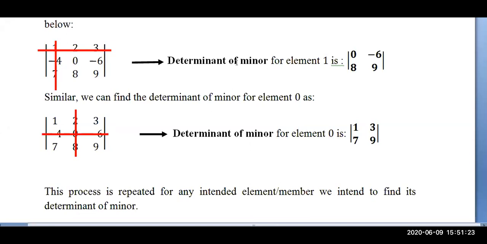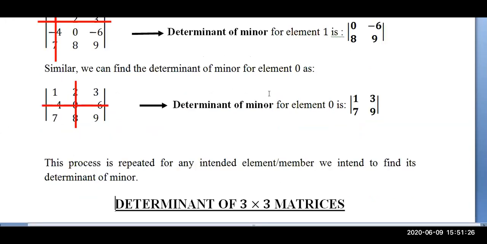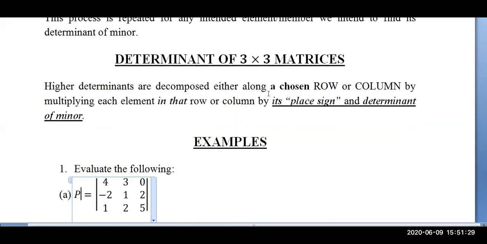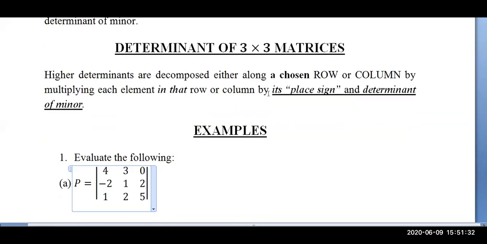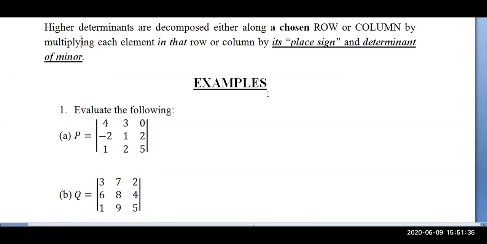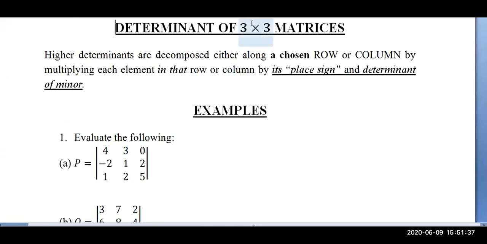But you're going to apply this now in solving a 3 by 3 determinant, and that is what we are looking at, determinant of 3 by 3 matrices. All right, so how do we calculate a 3 by 3 determinant? How do we do that? We simply decompose along the row or along the column of the matrix by picking out a member and multiplying it by the place sign and its minor determinant. And this is applicable to 3 by 3, 4 by 4, 5 by 5, and all that.